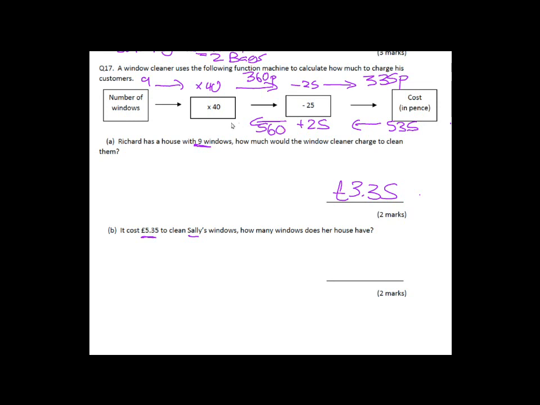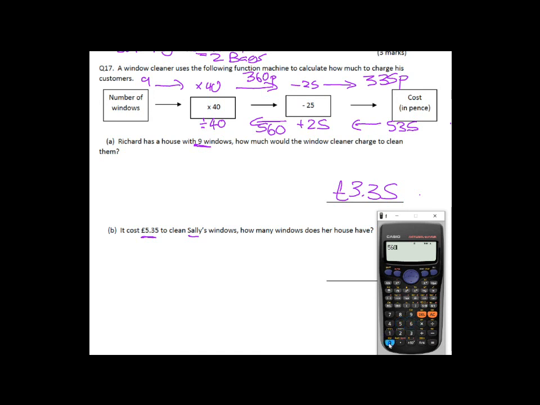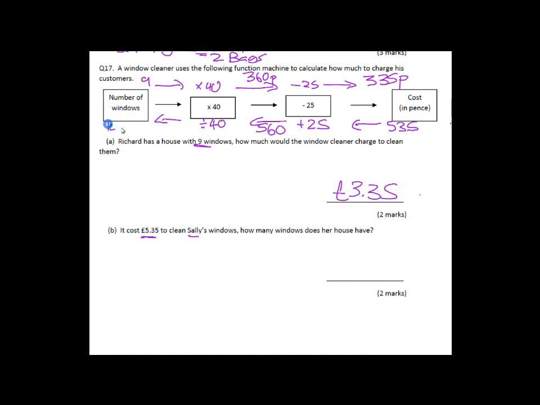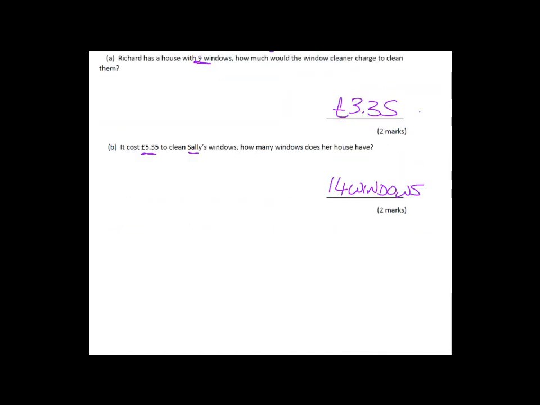Then 560 needs to be divided by 40. Don't take any chances, we can do this on our calculator. So it gives us 14 after the division. So Sally has 14 windows. So 14 windows on the answer line, and this is worth 2 marks.